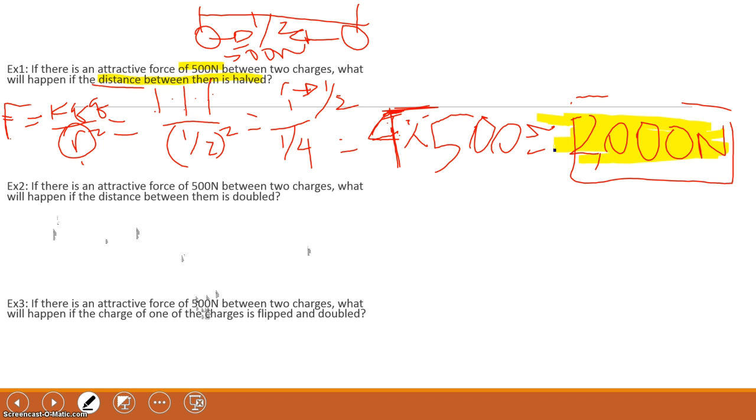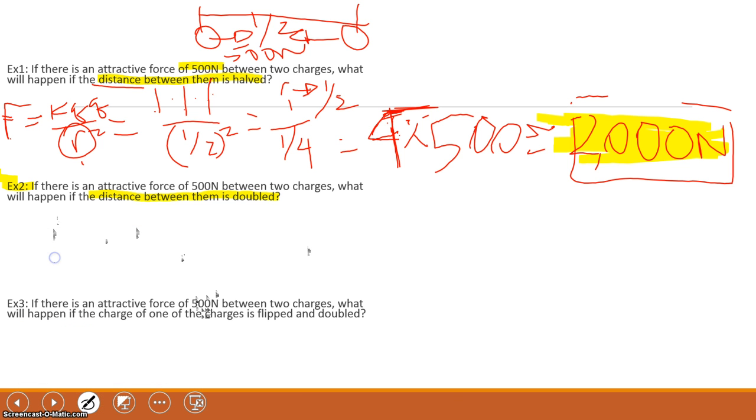Okay, let's go on to example 2. So example 2: if there's an attractive force of 500 newtons between two charges, what happens if the distance is doubled? So now we're going to take our distance and double it. Instead of making them closer, we will make them farther. If making them closer increased the force, making them farther is probably going to decrease the force.